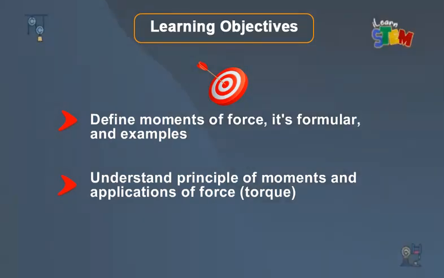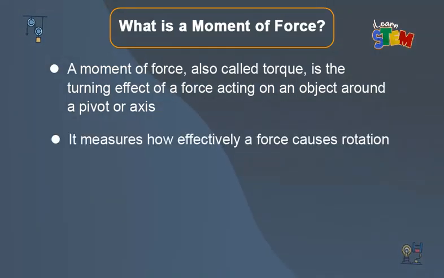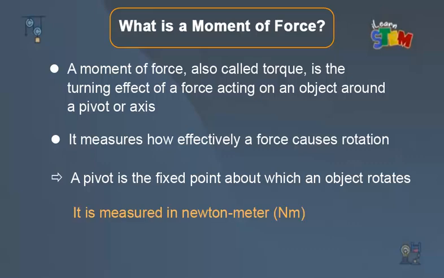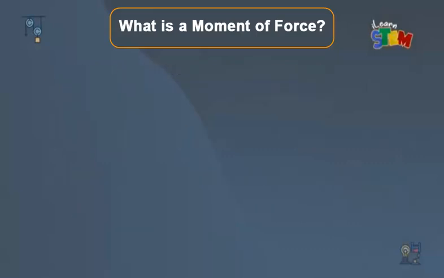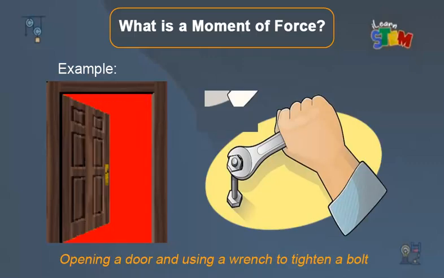Sit tight, let's begin. A moment of force, also called torque, is the turning effect of a force acting on an object around a pivot or axis. It measures how effectively a force causes rotation. Here, the pivot is the fixed point about which an object rotates. It is measured in newton meters. Example: opening a door and using a wrench to tighten a bolt.